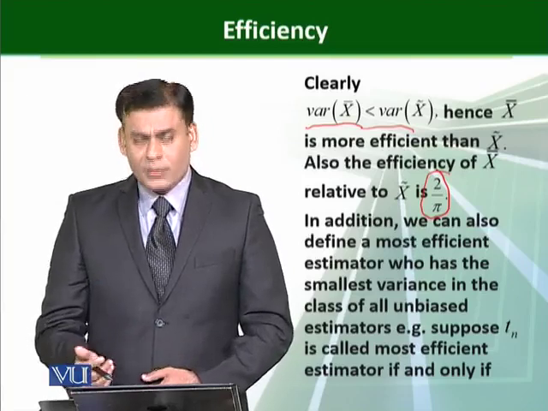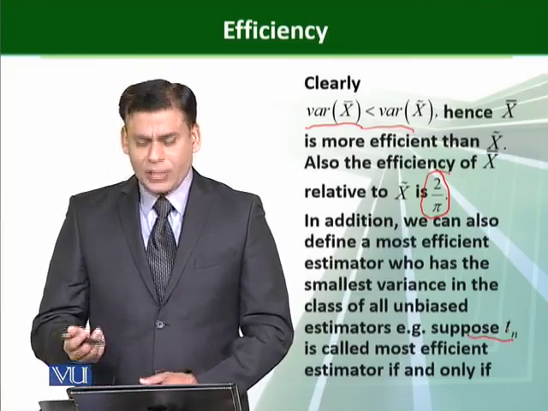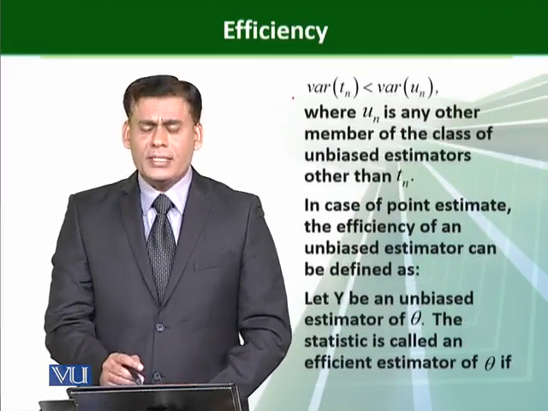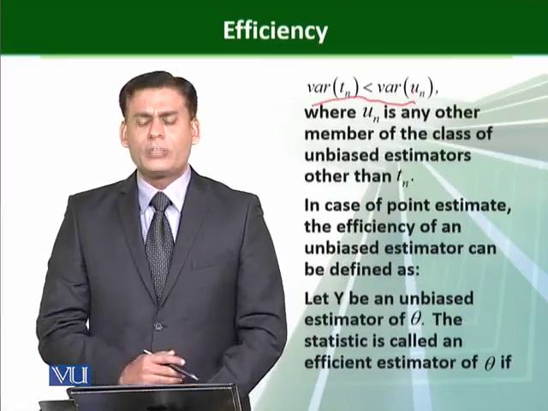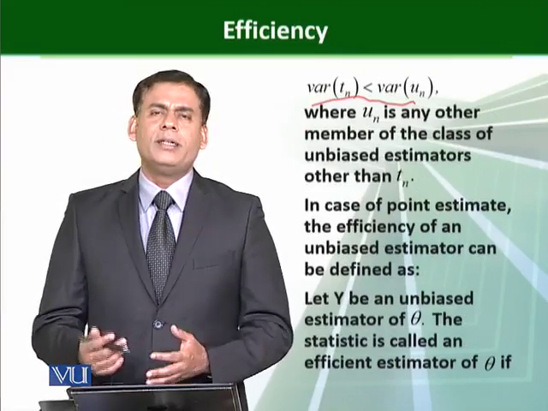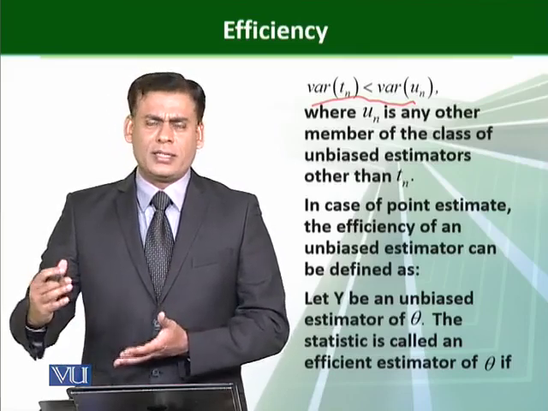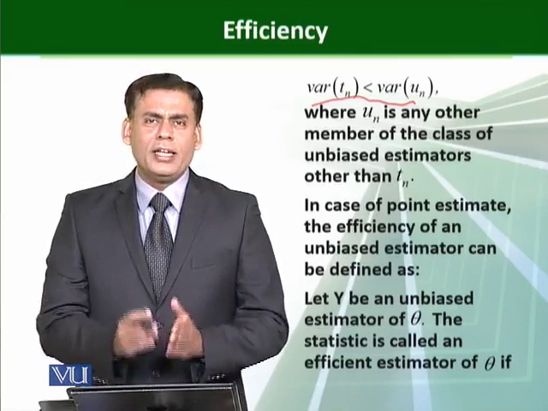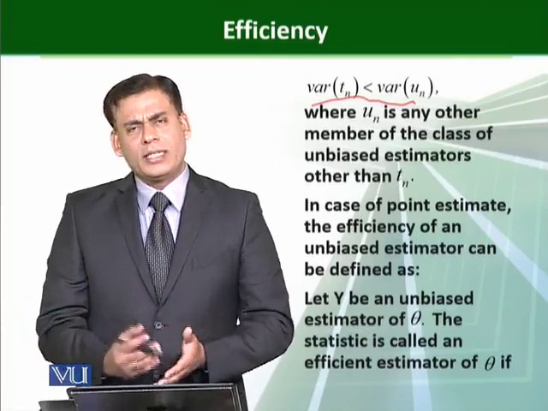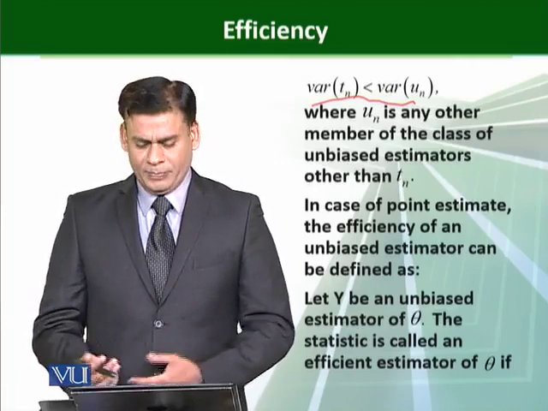So, let's suppose for understanding purposes, we define that Tn is called the most efficient estimator if and only if the variance of Tn is less than the variance of Un, where Un is any member of the class of unbiased estimators. Un कोई member है जो unbiased class के estimators को represent कर रहा है, and we see that जो variance of Tn है ये उस class of estimators में से सबसे कम है. So we can say that it is the most efficient estimator.